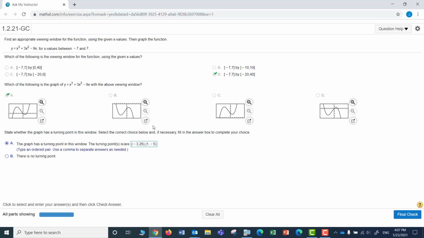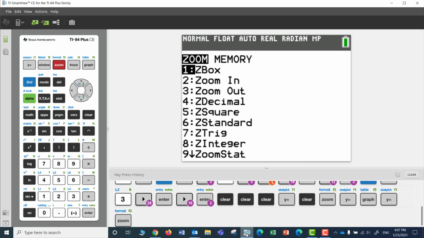Hello, in this video we are going to learn how to find turning points for a function using a TI-83/84 calculator. Our function is y equals x cubed plus 3x squared minus 9x. Let's input that function into the calculator.